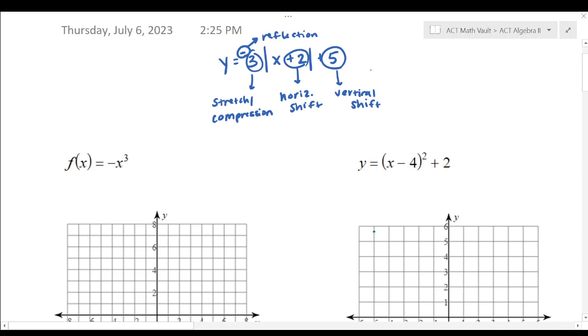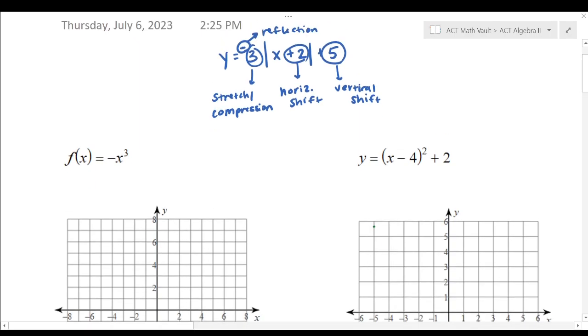Now, let's say this is the x squared version of that. Well, it's all the same. This is the horizontal shift. This is the vertical shift. And if there was a negative out here, it would be the reflection of that graph. So now let's get into some of the details.